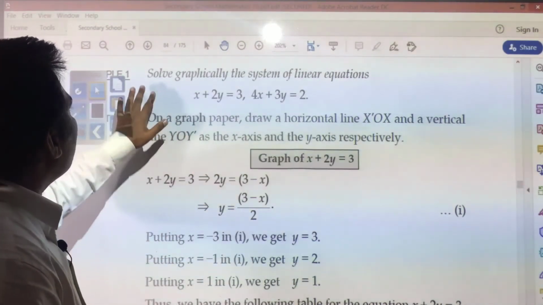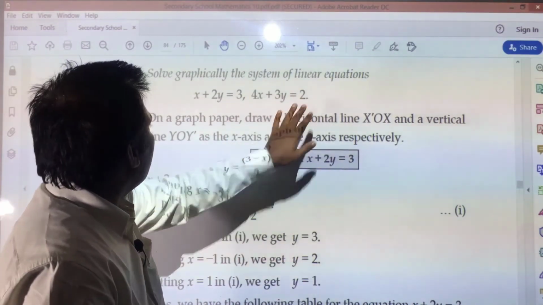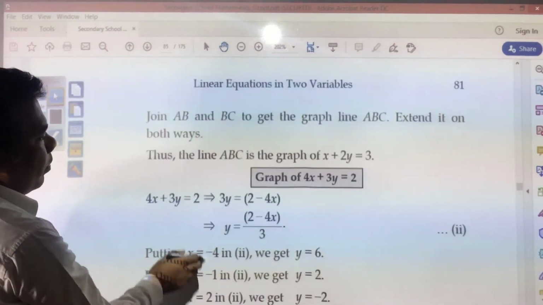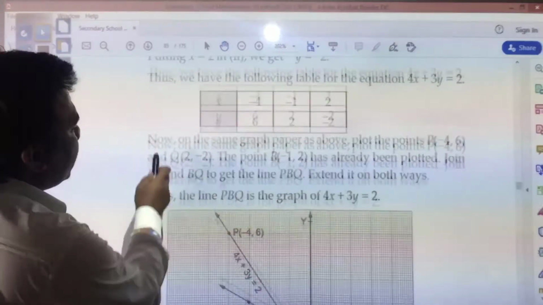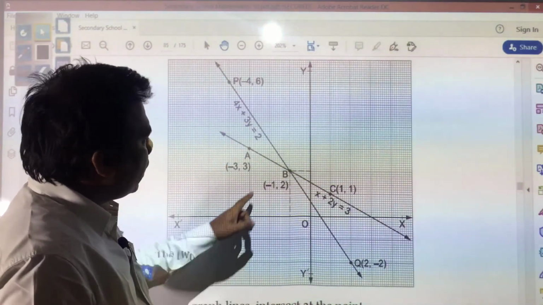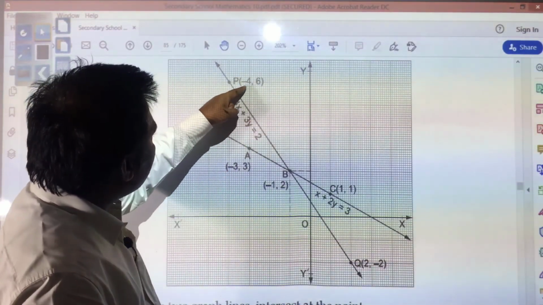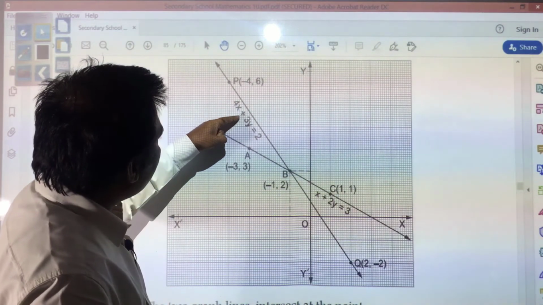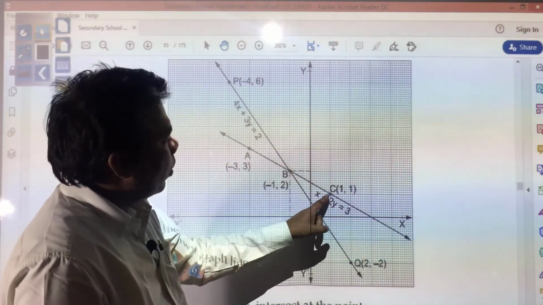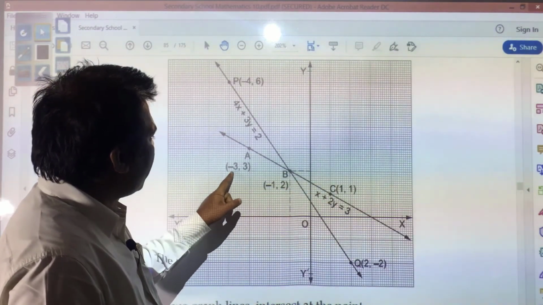So, this question we saw: solve graphically the system of linear equations x plus 2y is equal to 3 and 4x plus 3y is equal to 2. Here you see this has been solved. In the book also you can see this type of graph has been made, and the coordinates were 2, minus 1, 2 and minus 4 and 6 for the equation 4x plus 3y is equal to 2. The other equation was x plus 2y is equal to 3, and the coordinates were 1, 1, minus 1 and 2 and minus 3 and 3.